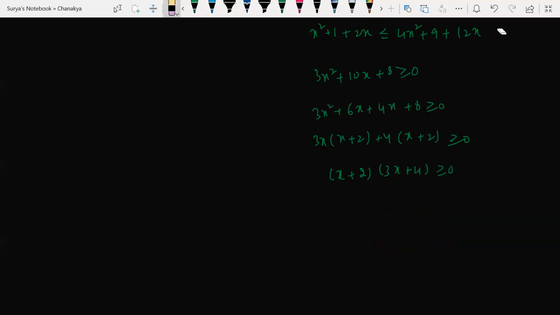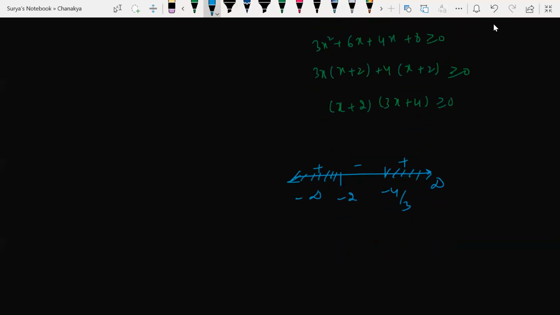As I told you, we will be using the wavy curve method here. What does the wavy curve method say? The odd powers of the factors are odd here, with roots at minus 2 and minus 4 by 3, and signs plus, minus, plus. We need only the plus region, the greater than region. So x belongs to where now? Union minus 4 by 3 to infinity.